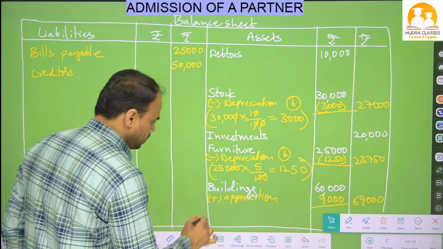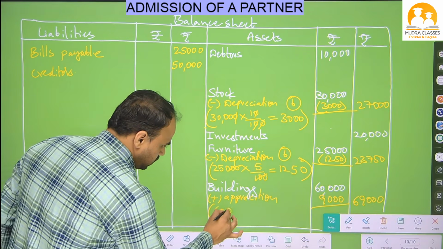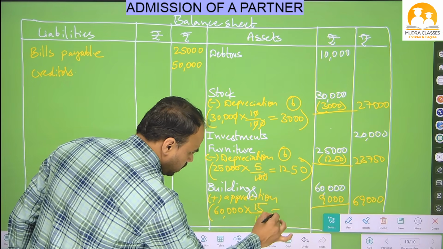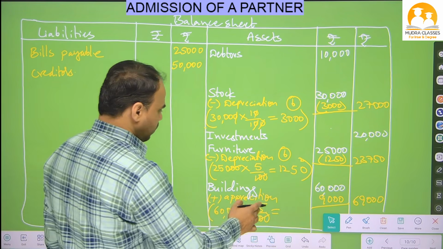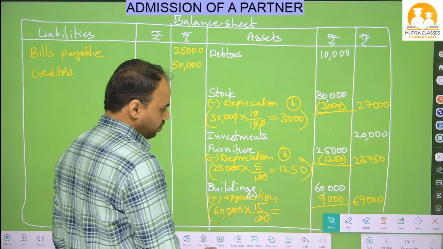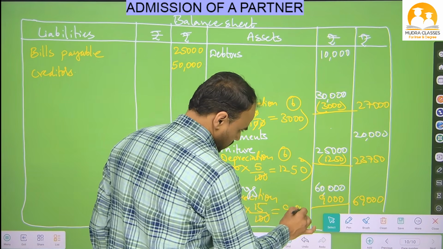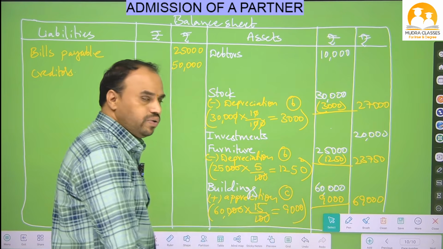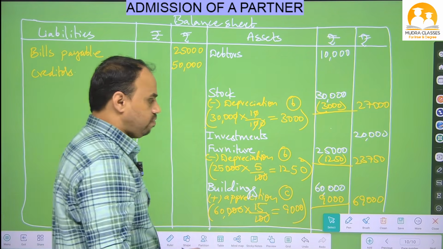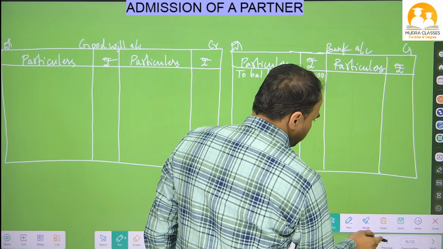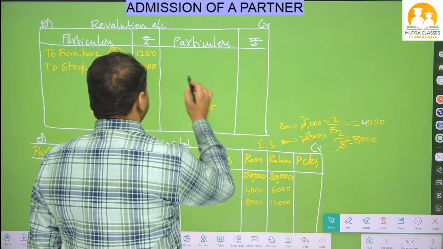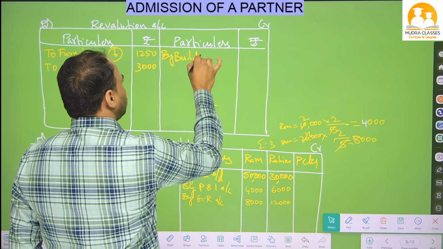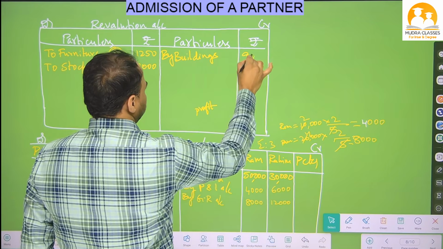How to calculate? Simple. 60,000 rupees into 15%, that means 15 by 100. 2 zeros cancel. If you multiply 600 into 15, then you will get 9,000 rupees. So this is adjustment number C. Now building value increased by 9,000 rupees, that is a profit to the business. So one more time we will write in the revaluation account credit side, by buildings, because it is a profit, 9,000 rupees.